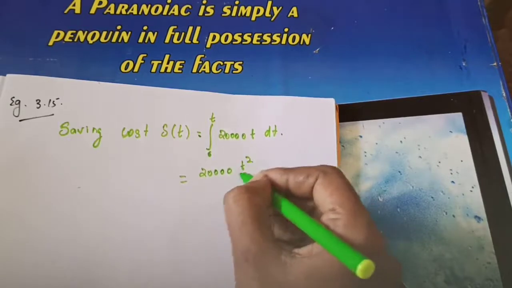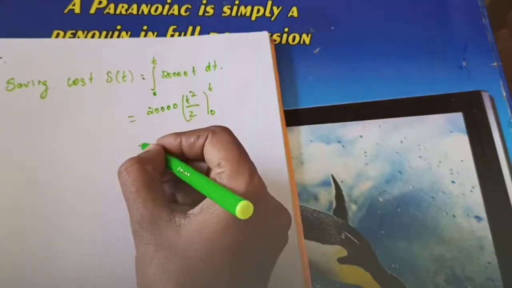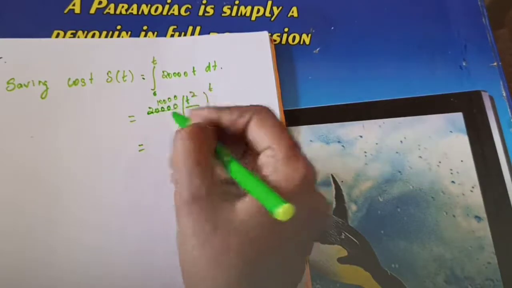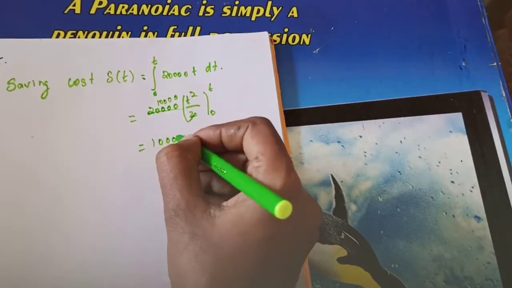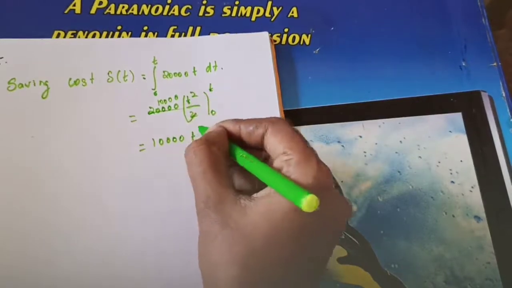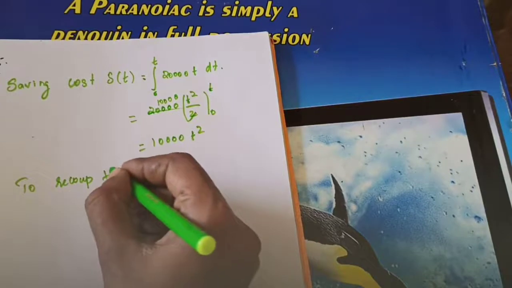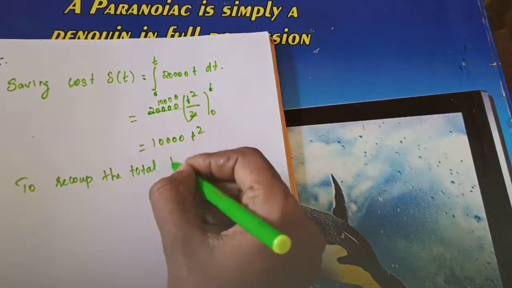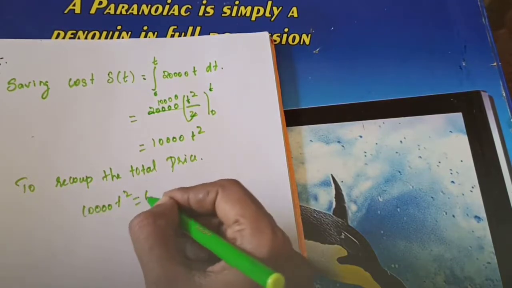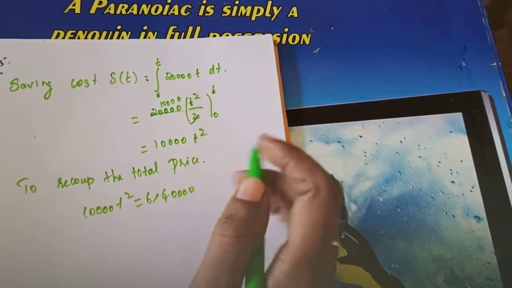Okay, so integrating, 20,000 into t square by 2, from 0 to t. Integrating, what will happen? This will get cancelled, so it changes to 10,000. The limit is t, so the same t you will get, t square. To recoup the total price, what will you do? That is 10,000 t square is equal to the value given as 6,40,000. From that, if you find the t value, that's the answer.